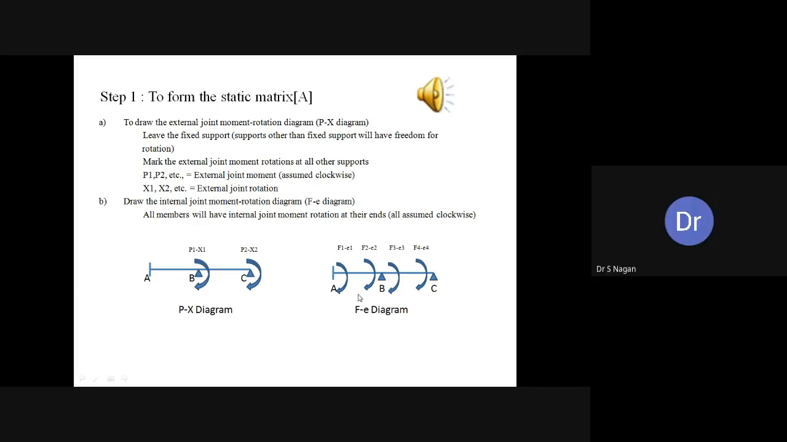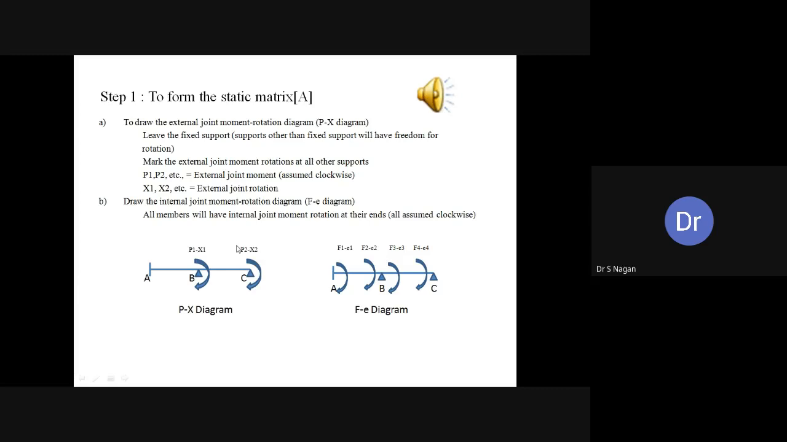Okay. Any other doubt? Say, in case this support is also freely supported, how to draw? Can you tell me what the PX diagram will be if this is also freely supported? If you do not have a fixed support, if you have a freely supported end, then we need to mark a clockwise moment as P1 X1, P2 X2, P3 X3. You will have three external joint moments and three external joint rotations.